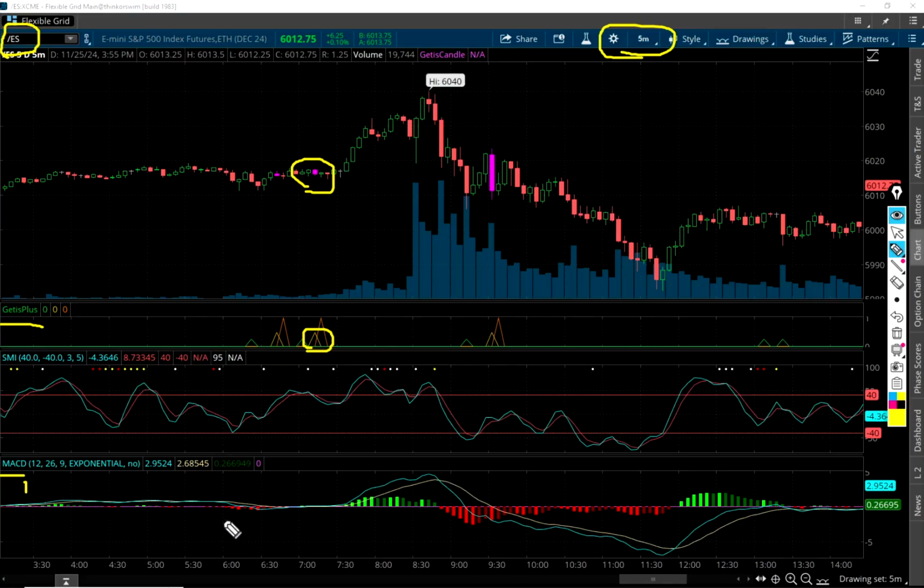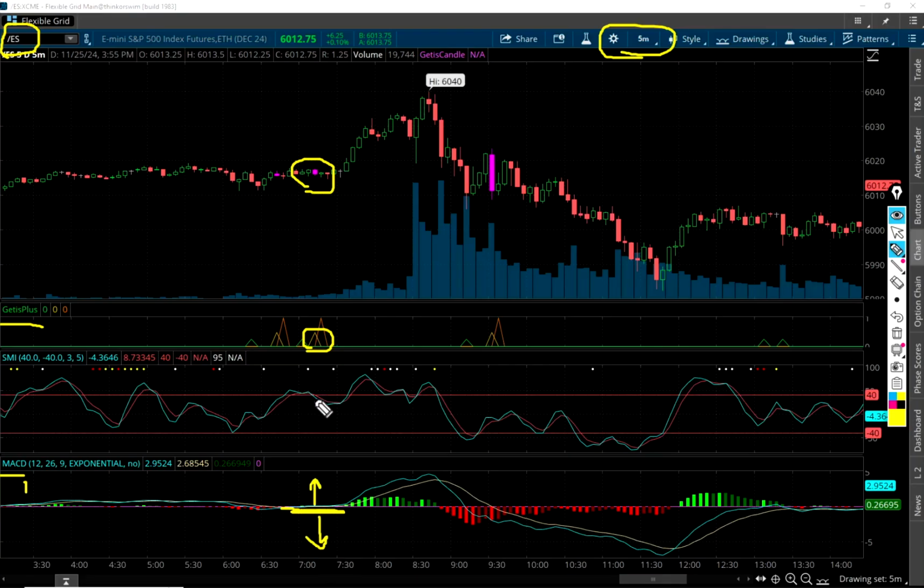First thing we check is the MACD. Is it flat? In this case, it's flat, right? It's not above the line. It's not below the line. If it was above the line, we know we're thinking bullish. If it was below the line, we know we're thinking bearish. In this case, it's flat.